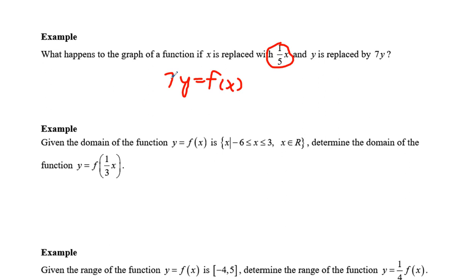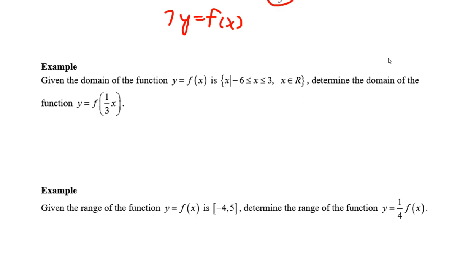Well, we know to get rid of that 7, you got to put a 1/7 over here. If this makes us 5 times wider, this makes us 1/7 as tall. Interesting. Given the domain is from -6 to 3, what happens based on this transformation?